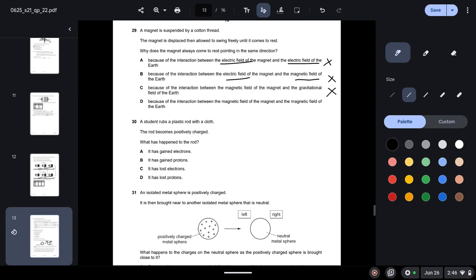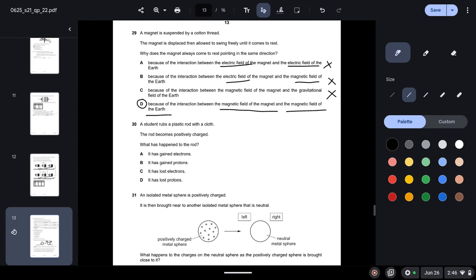Because of the interaction between the magnetic field of the magnet and the magnetic field of the earth, this is correct. The magnetic field of the earth will cause it to point in the same direction all the time.